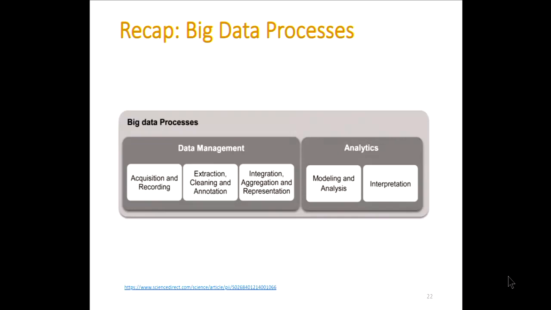Okay, so these are the big data processes, and for each one we got examples and the things that you need to be aware of when designing your strategy for big data.